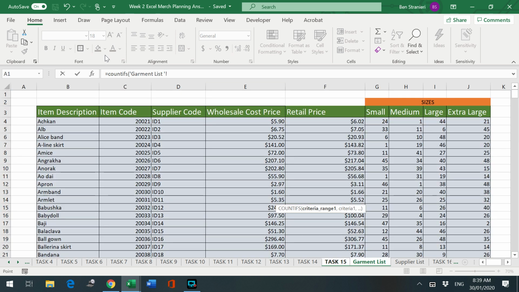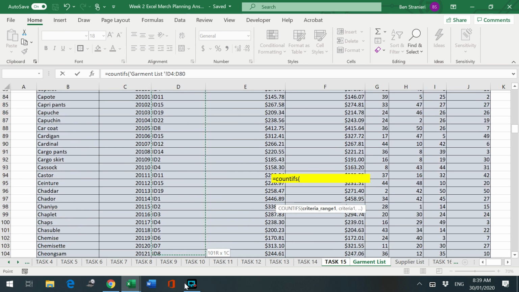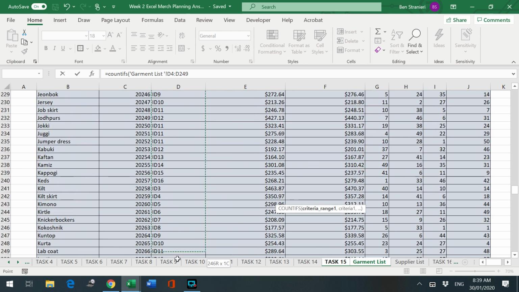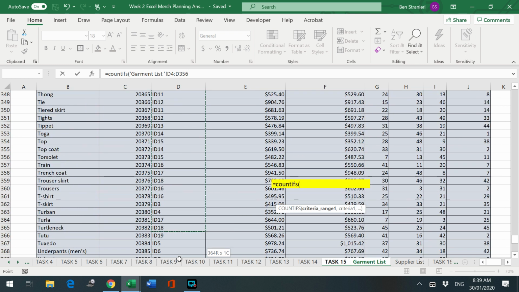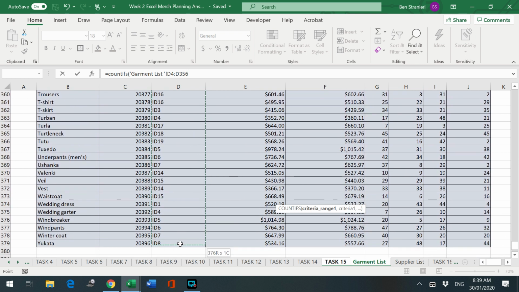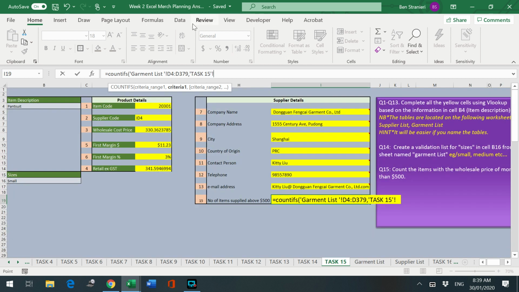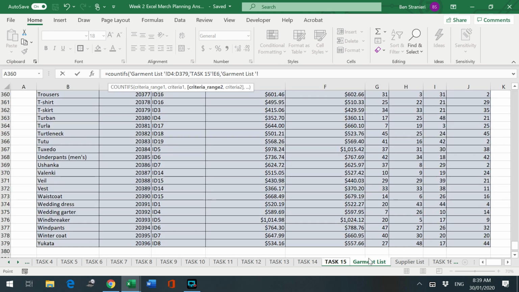So if we go to our other sheet, highlight supplier code, comma, and you'll notice up here now it wants the criteria, so it wants to know which supplier to look for, and we want ID4, comma. The second range is going to be the prices.